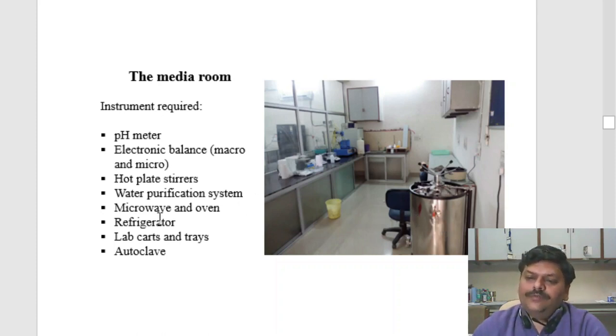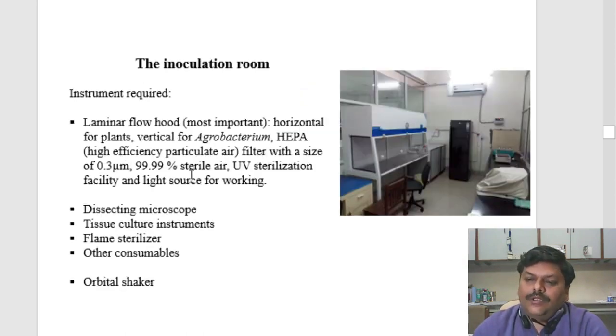Apart from these, many other things are required, such as a microwave or other oven, refrigerators for keeping expensive chemicals or chemicals which need to be kept at lower temperatures, lab carts and trays, autoclaves, and certain other things. So this is how a media room looks like. Then the second part is the inoculation room. I will cover it quickly.